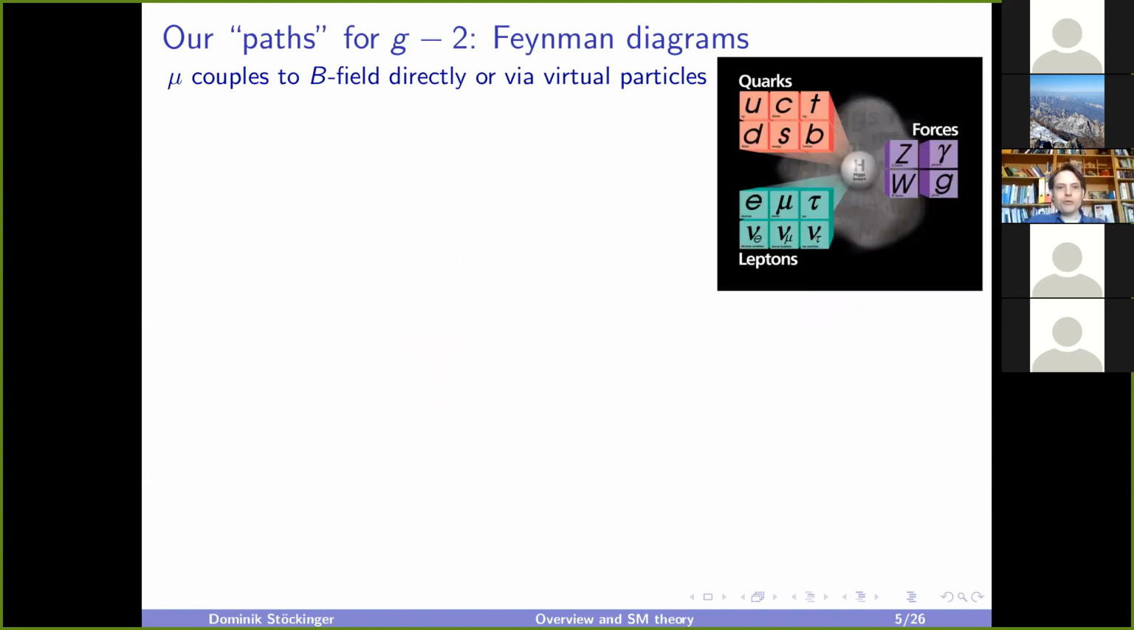So for G-2, our paths are the Feynman diagrams. What we need to make sure is that the muon couples to the magnetic field in the experiment, and it can do so either directly or via the exchange of virtual particles. And so pictorially in the Feynman diagrams, we have the tree-level Feynman diagram, where the muon couples directly. This corresponds also to the Dirac equation, or you could say a point-like interaction. And the calculation gives g equal to exactly 2.